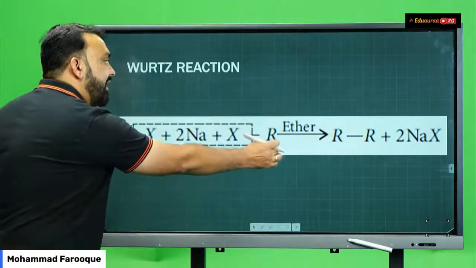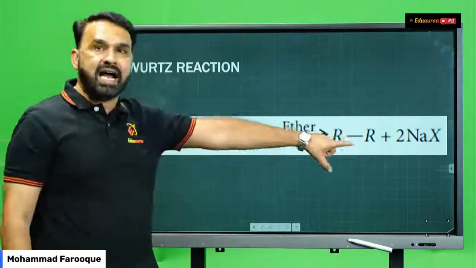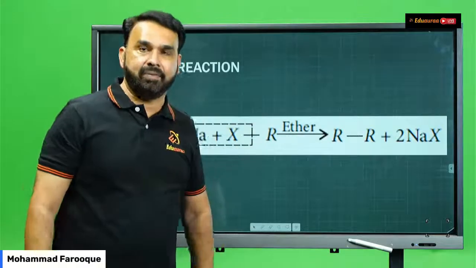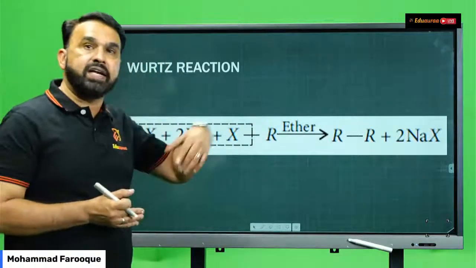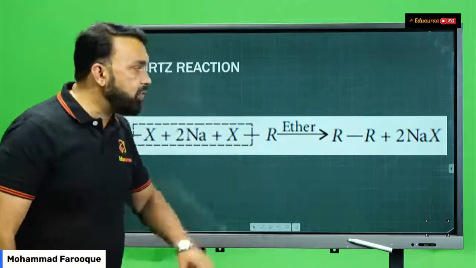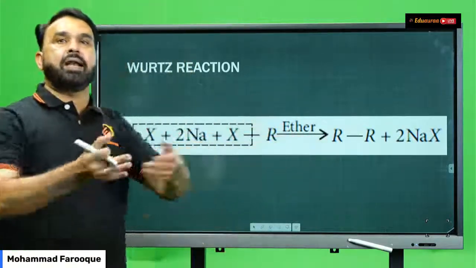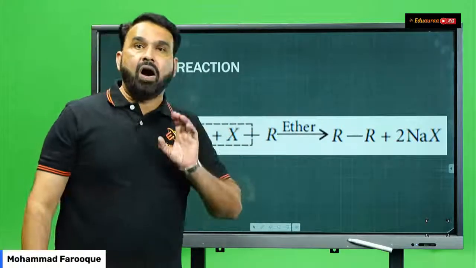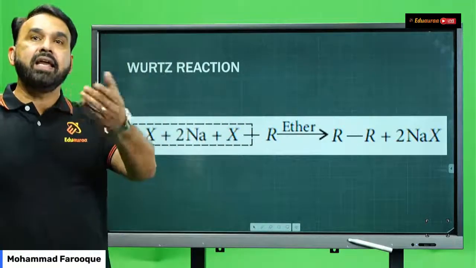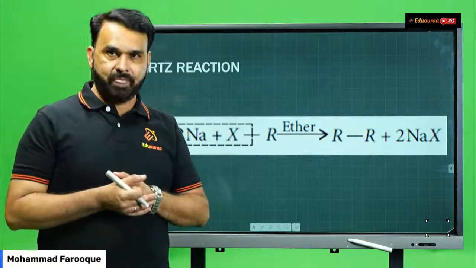The R is combining with R to give you R-R, which is nothing but your higher alkane. When I treat methyl bromide with sodium metal, I'm going to get ethane. That means I'm going to get an alkane with double the number of carbon atoms. And you know that is the best method of preparation of alkanes containing an even number of carbon atoms.